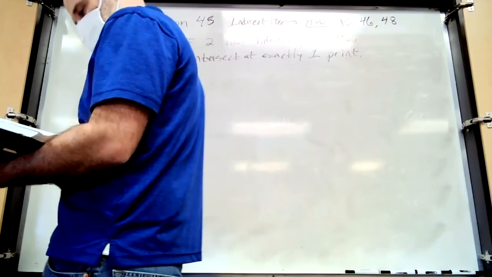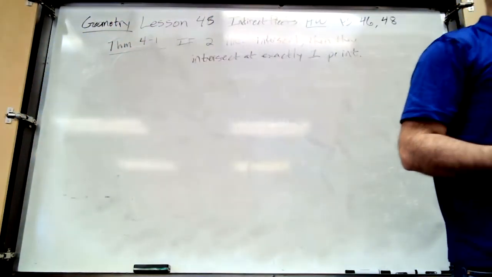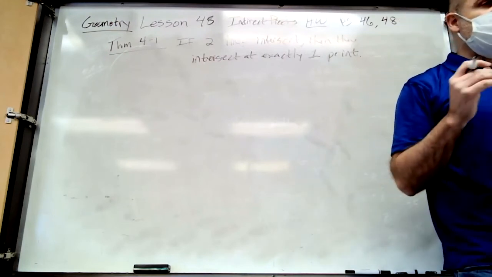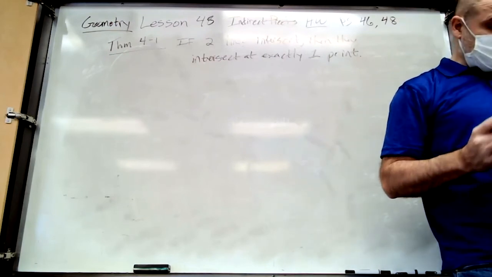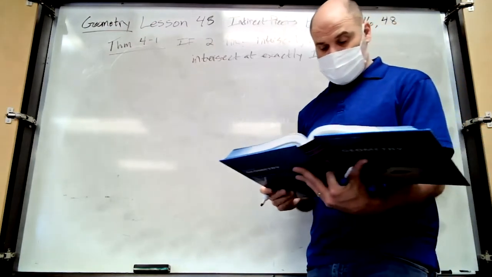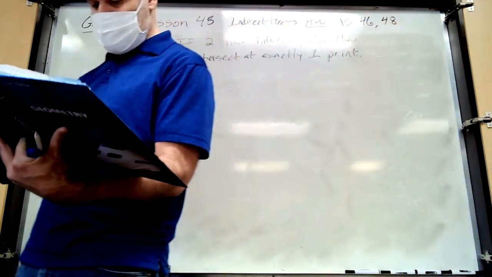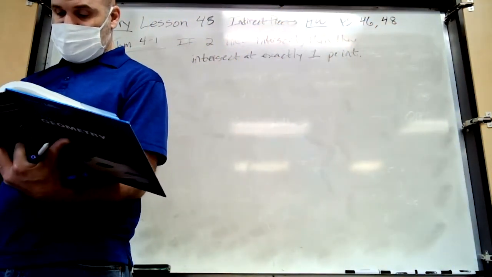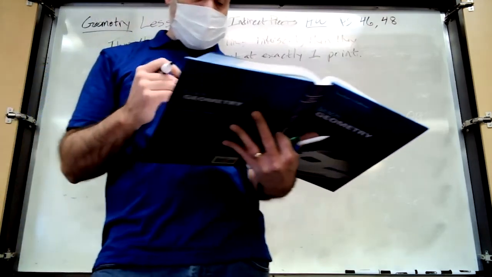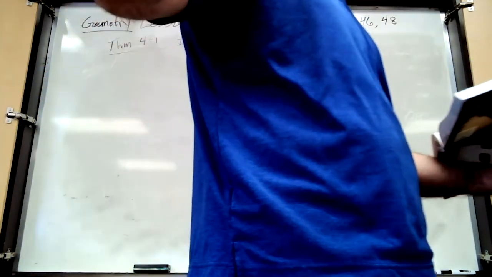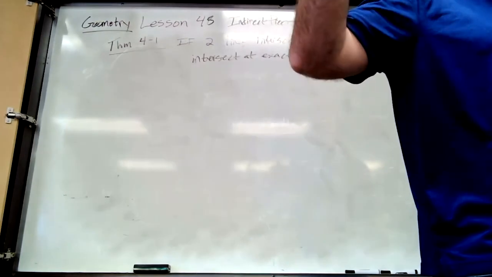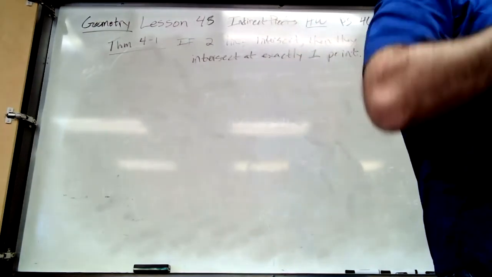Okay? If two lines intersect, then they intersect at exactly 1 point. All right. So we're going to prove that this is true using an indirect proof. Since this is an indirect proof, we start by assuming that the statement is not true. In other words, it must be possible for two lines to intersect at more than 1 point, for it to come back around and intersect again.